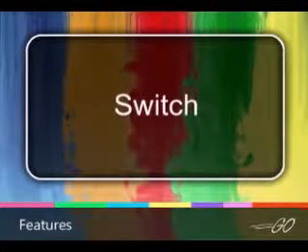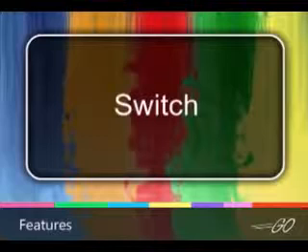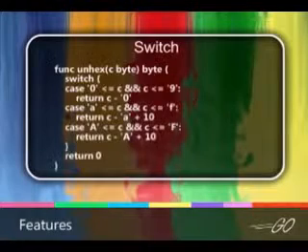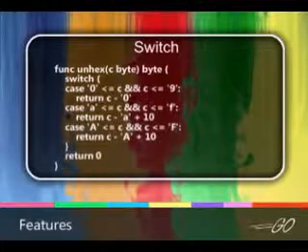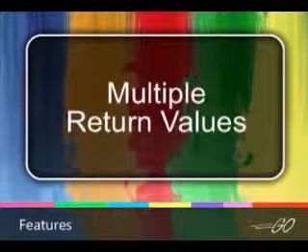Switch. Go's switch is more general than C's. The expressions need not be constants or even integers. The cases are evaluated top to bottom until a match is found, and if the switch has no expression it switches on true. It's therefore possible and idiomatic to write an if-else chain as a switch.